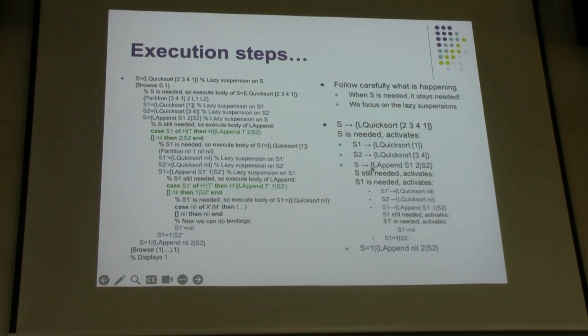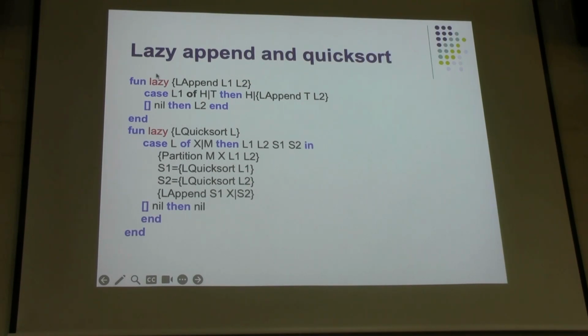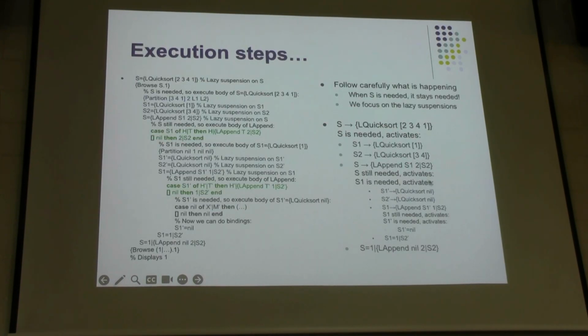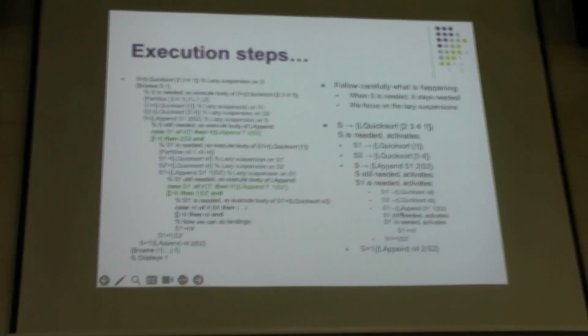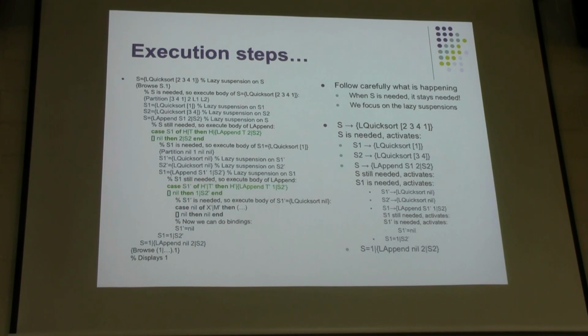So it activates the L append. When you run L append, you run the body, and it does a case. So it needs L1, which is the first argument of L append. That will activate this, which is the recursive call, S1, L quicksort. It will still not bind S, but it will create a new lazy suspension on S. So S1 is still needed. So needed is always true. It's like in declarative programming. When something is true, it stays true. Okay? So S1 is still needed. So it activates this L append. What it will do is it will need our first argument, which is S1 prime.